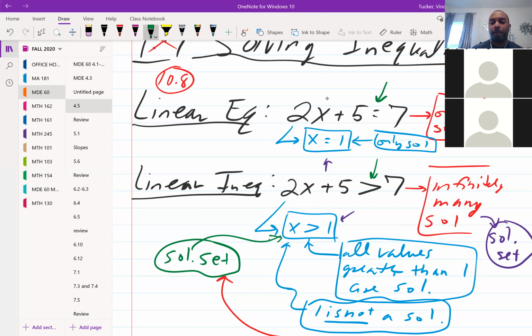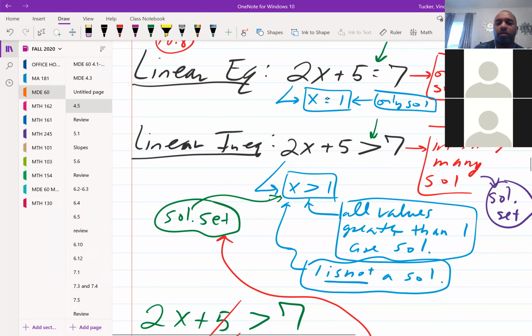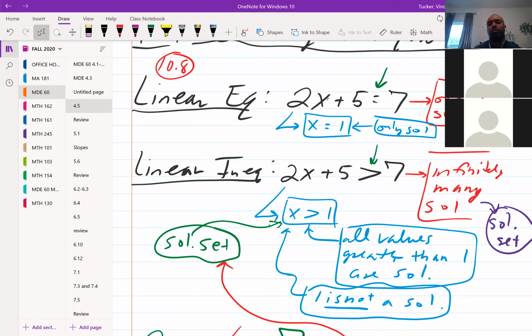And I'm sorry, but that's what you said. That's what you said it was when it's a solution set, the inequality. Yes, the inequality will give you a solution set. Okay. All right. Let me see. I'm still writing. Yeah, you're fine. Okay. All right, I'm good.